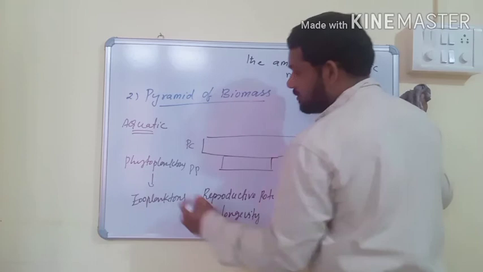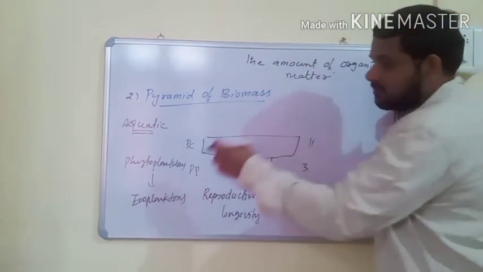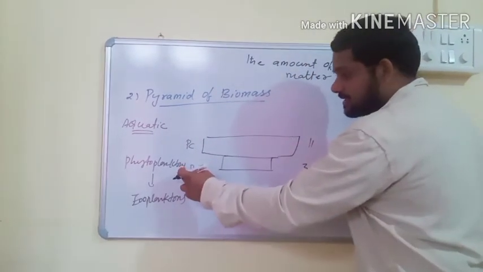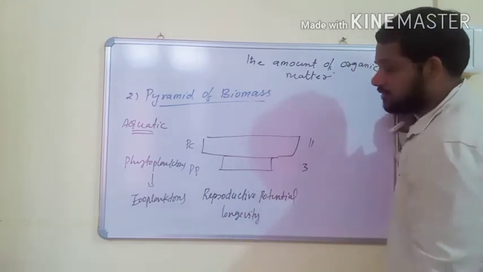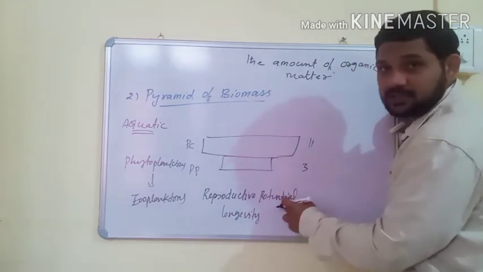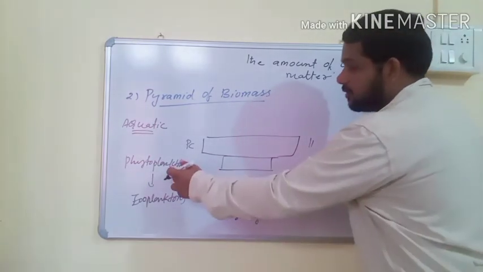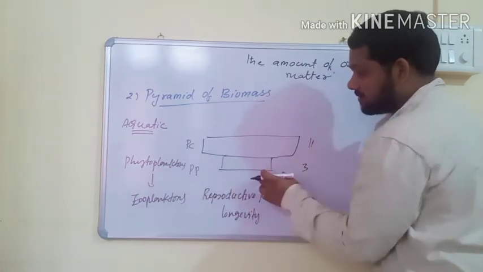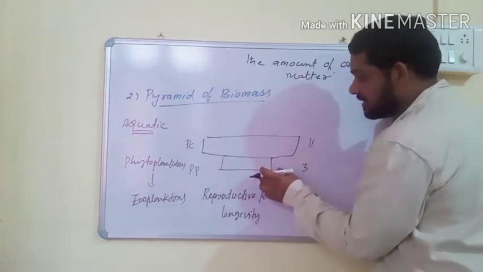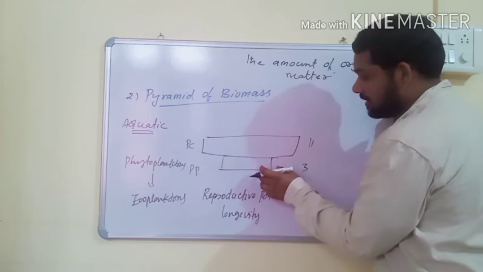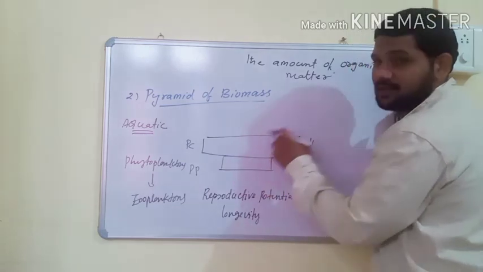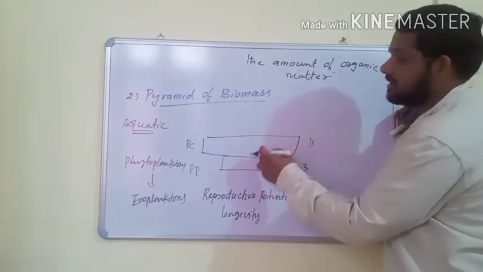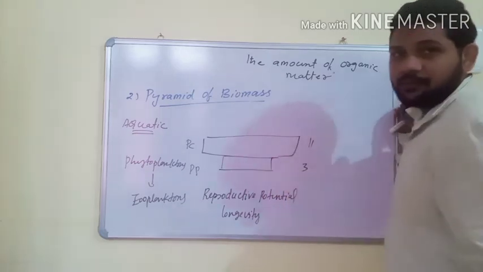In aquatic ecosystems, the amount of biomass of phytoplankton may be less than the amount of zooplankton, because zooplanktons have higher reproductive potential and longevity than phytoplanktons. That's why the amount of biomass is less at the primary producer level than at the primary consumer level. In such cases, the pyramid of biomass shall be inverted.